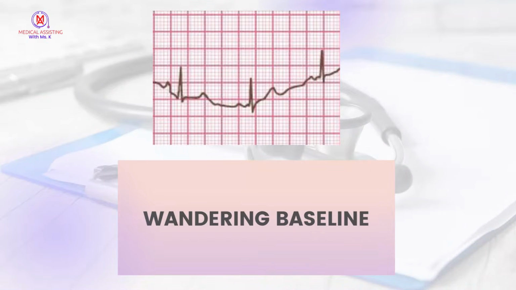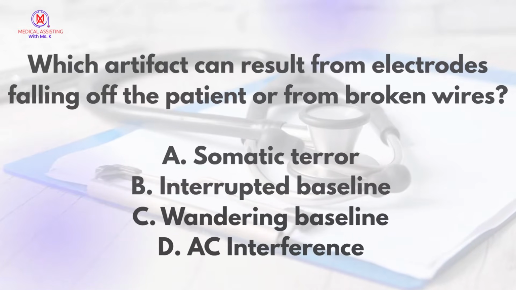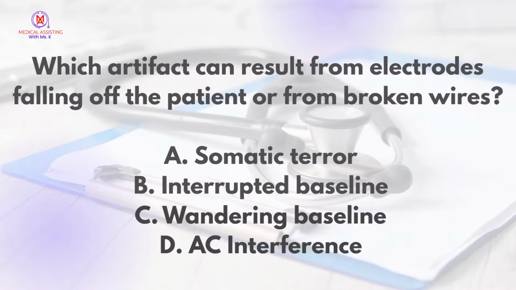Okay. So just remember, sometimes you may have a picture of the actual tracing, and then sometimes they may just describe what's happening, and you'll have to know that. Like for example, with this question here: which artifact can result from electrodes falling off the patient or from a broken wire? Somatic tremor, interrupted baseline, wandering baseline, or AC interference?